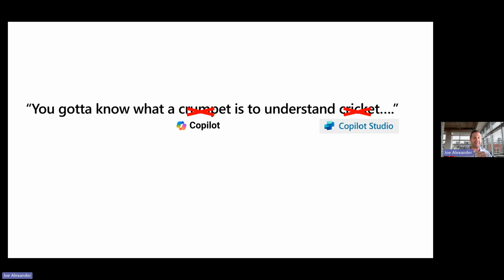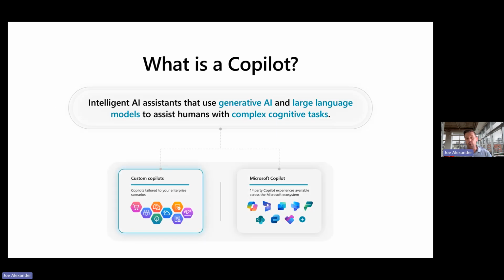So in that light, let's first talk about what a Copilot is. In short, it is an intelligent AI assistant. It's not an autopilot. It's not something that will just magically work. It is an intelligent AI assistant that uses generative AI and large language models, okay? And those can be custom copilots, one of which you're going to see today. We're going to go through the build process around an HR use case.